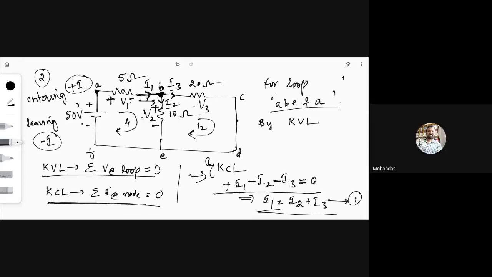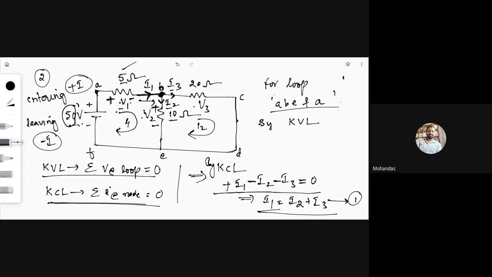This is one voltage source. The voltage drop across this 5 ohm resistor, and the voltage drop across the 10 ohm resistor. You have to consider this one also, because while writing the KVL, we have to consider all the voltages for this loop. So 50 volts is one voltage, the voltage across the 5 ohm is V1, and this is also a voltage, V2.